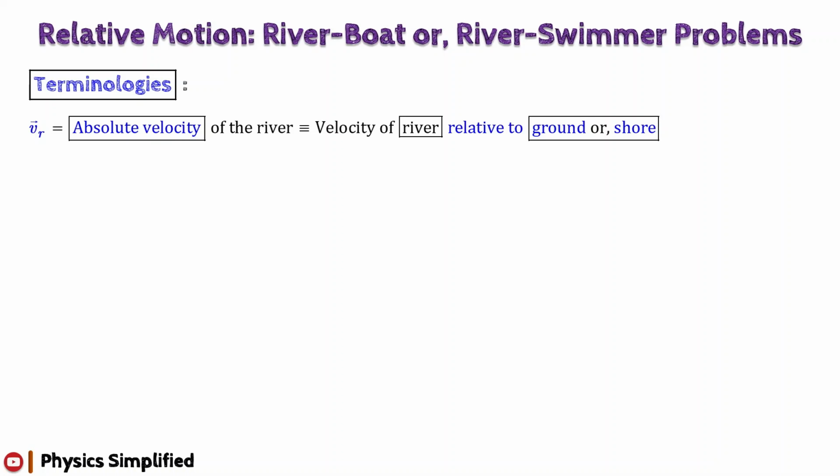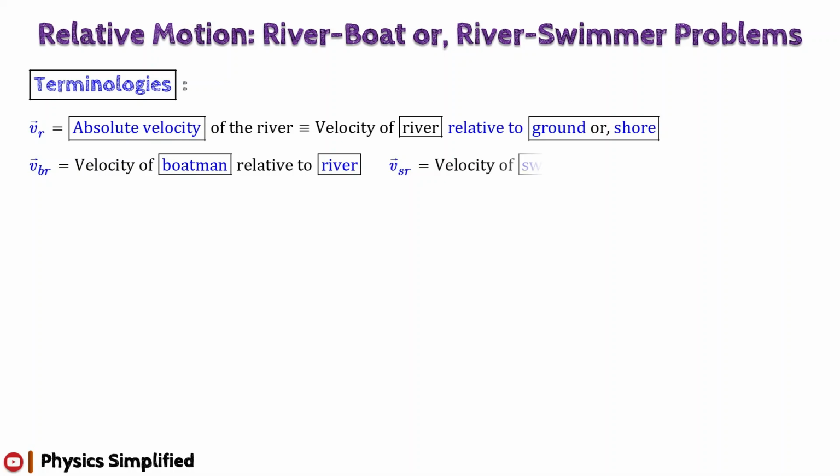The second term for the riverboat problem is vector v suffix br. It denotes the velocity of the boatman, relative to the river, or water. For the case of river swimmer problem, we get vector v suffix sr. This denotes the velocity of swimmer, relative to the river, or water.